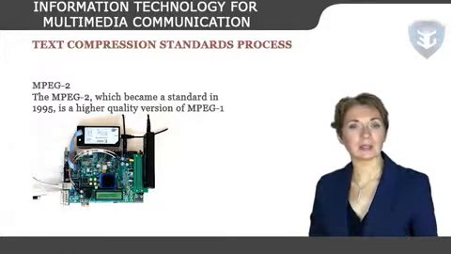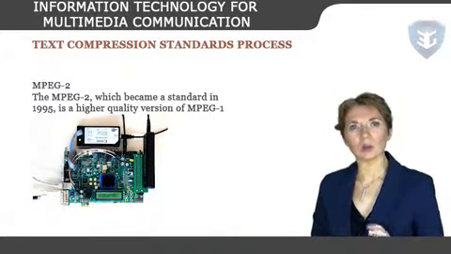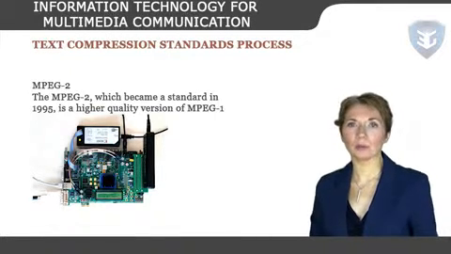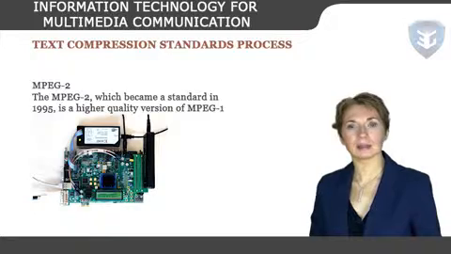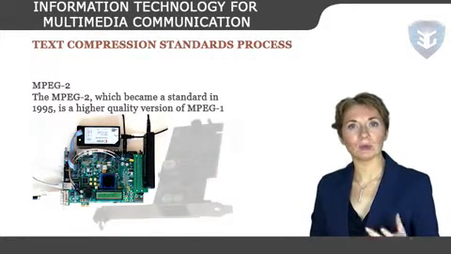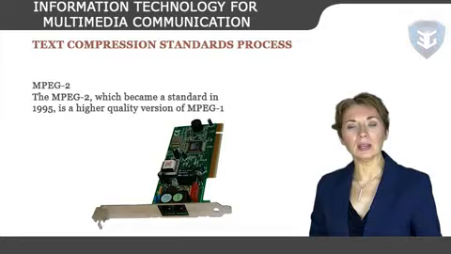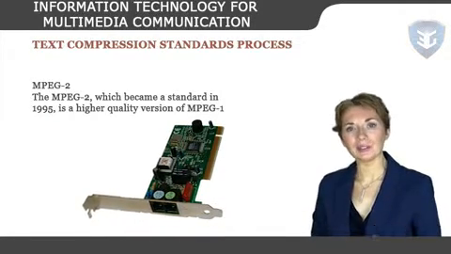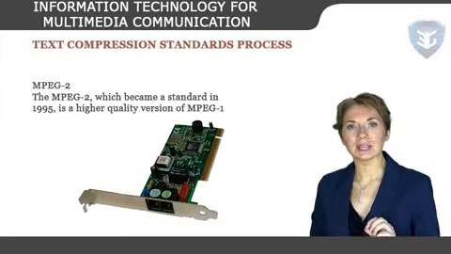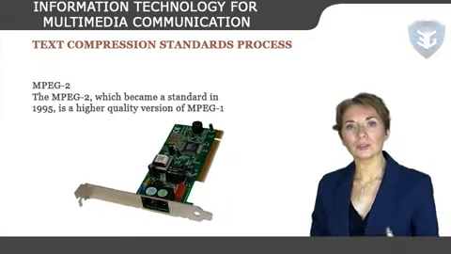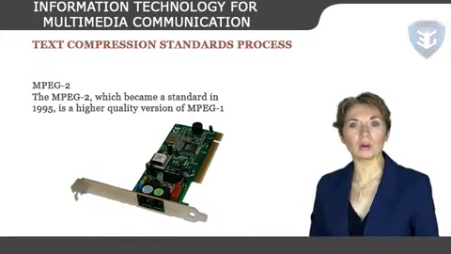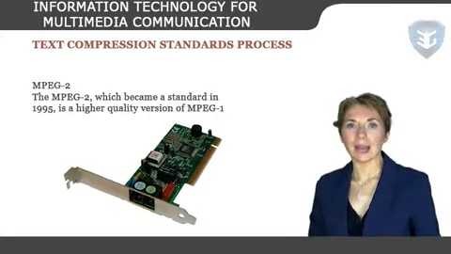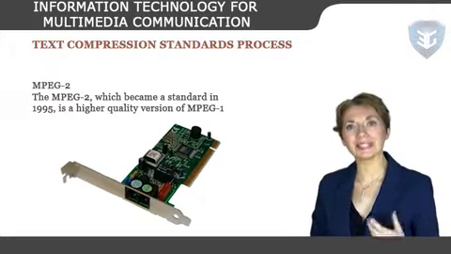MPEG-2, which became a standard in 1995, is a higher quality version of MPEG-1. It was designed to be backward compatible with formats following the MPEG-1 standard and uses the same techniques that MPEG-1 does, like DCT, waveform, and entropy-based encoding. The difference in quality has to do with the tweaking that many of the technologies went through in order to produce higher bit rates and an overall higher standard of video. Because of its vastly superior quality, MPEG-2 was introduced for a purpose different than MPEG-1.